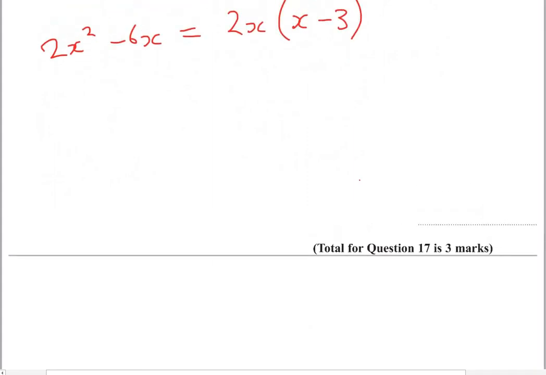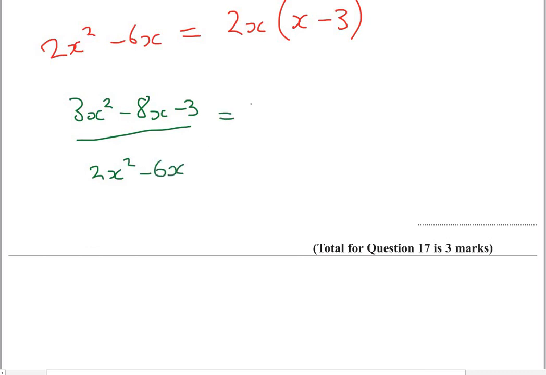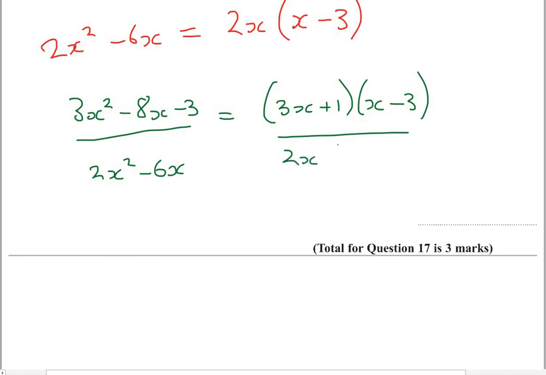So now we can rewrite the whole thing. So it's 3x squared minus 8x minus 3 divided by 2x squared minus 6x. We factorize this as 3x plus 1 times x minus 3, and this was 2x times x minus 3. Okay, now we can cancel these two terms, and we're left with 3x plus 1 divided by 2x. So that's our final answer.